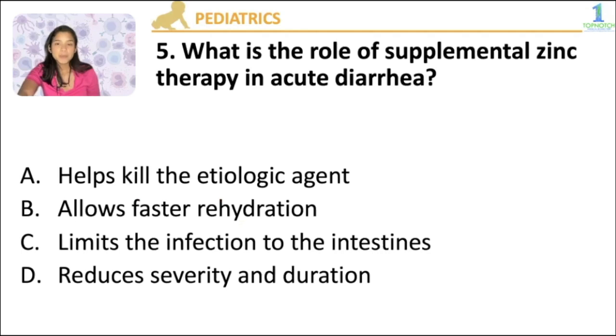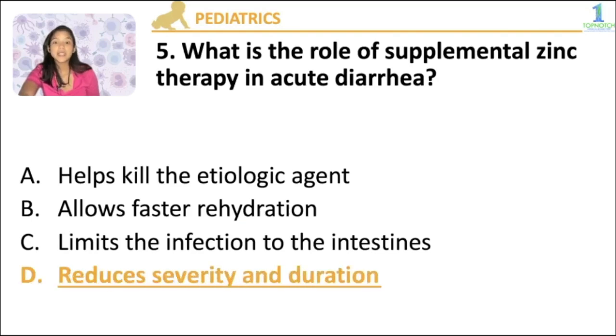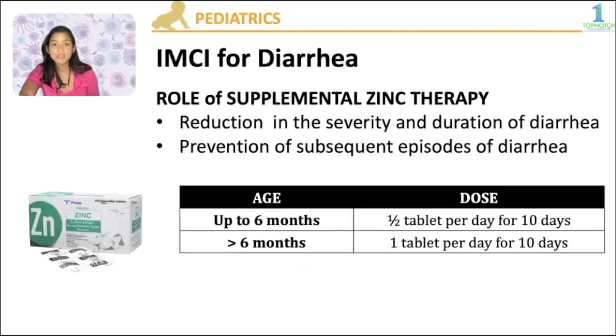What is the role of supplemental zinc therapy in acute diarrhea? Does it help kill the etiologic agent, allow faster rehydration, limit the infection to the intestines, or reduce severity and duration of the illness? So the answer here should be letter D. It reduces severity and duration of the illness. So it also prevents subsequent episodes of diarrhea.